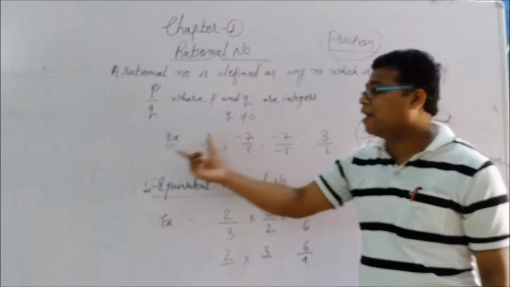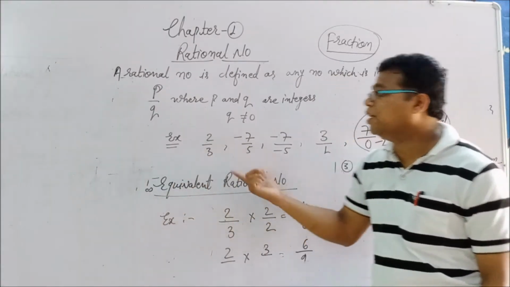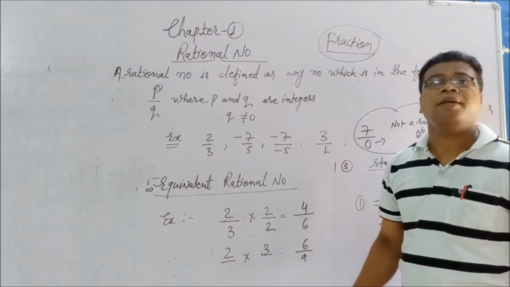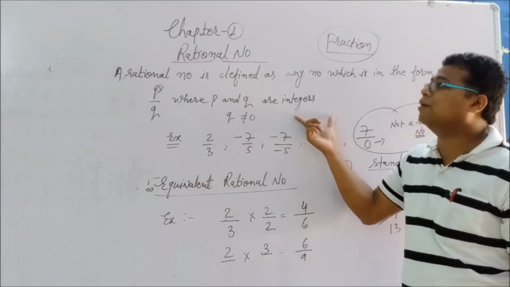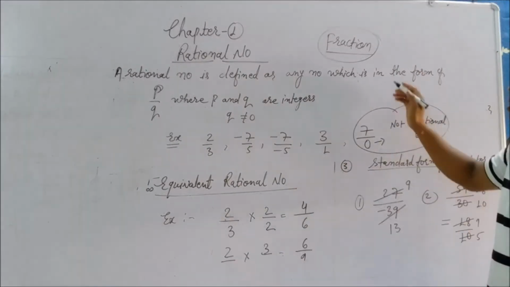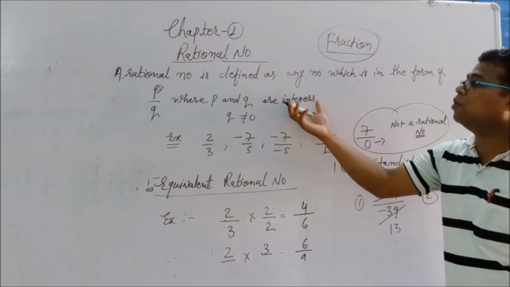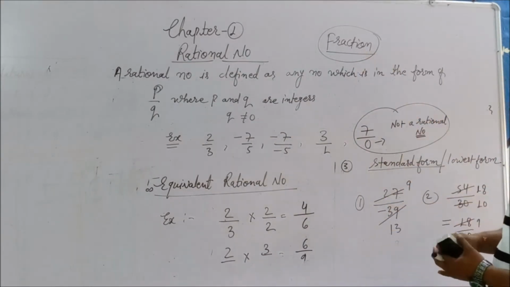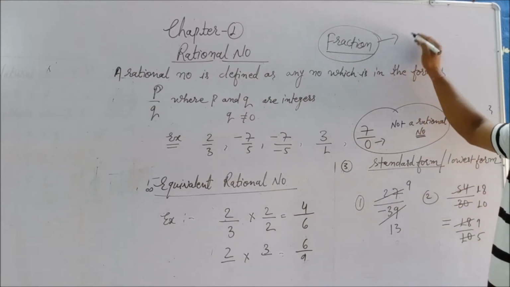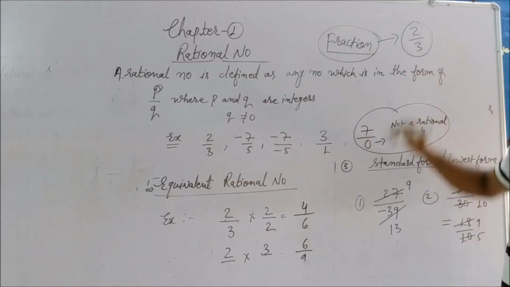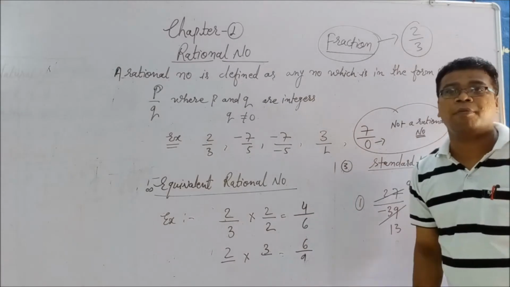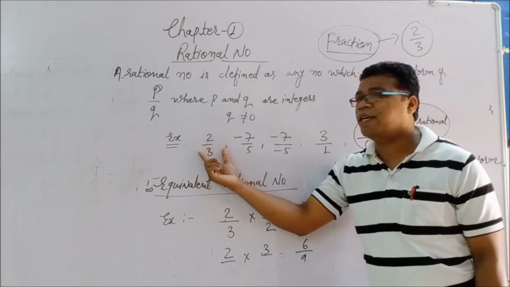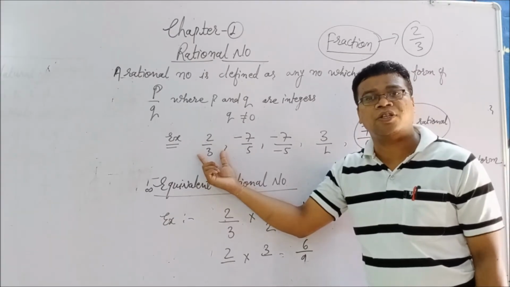And already I have told you what integers are. Integer means this number may be positive also, this number may be negative also. And if the condition is only for natural numbers, then that thing is known as a fraction. I will tell you the difference. For example, 2 upon 3, it is also a fraction, it is also a rational number. Here we can see more examples. 2 upon 3, we can call it a fraction also, we can call it a rational number also.